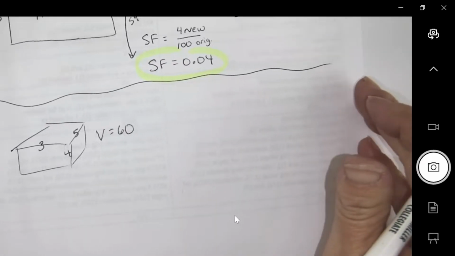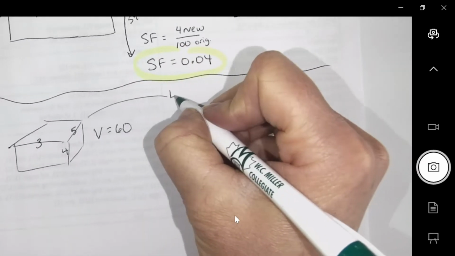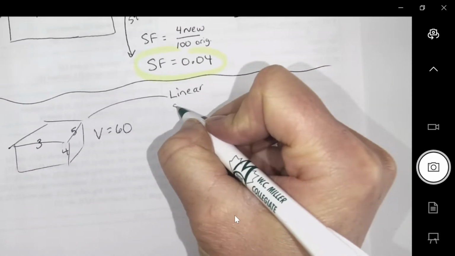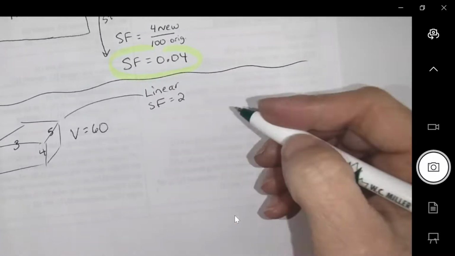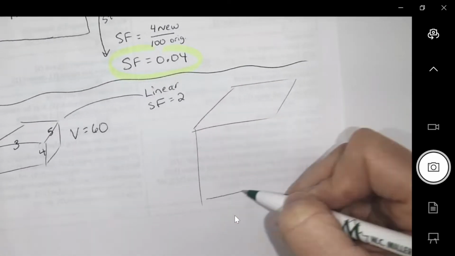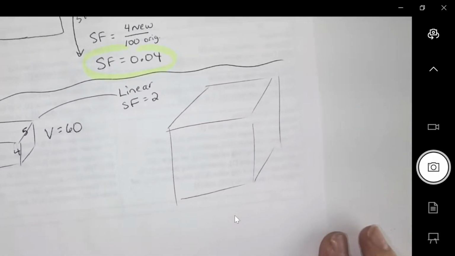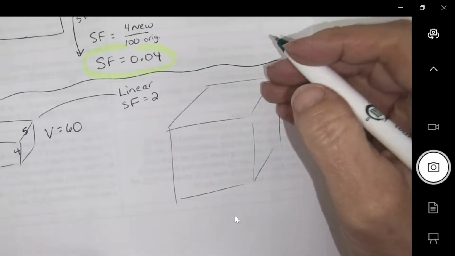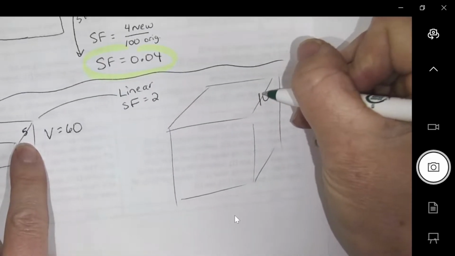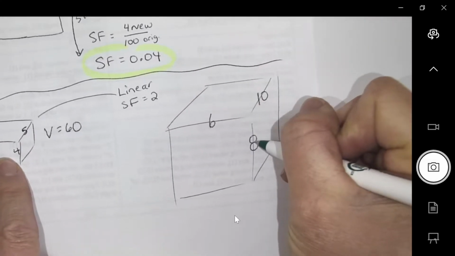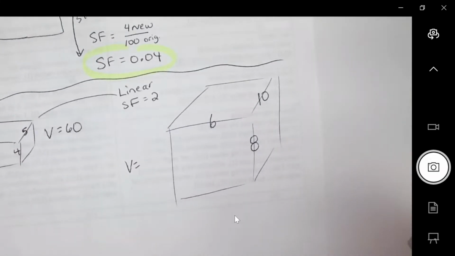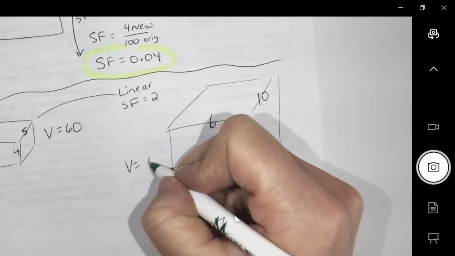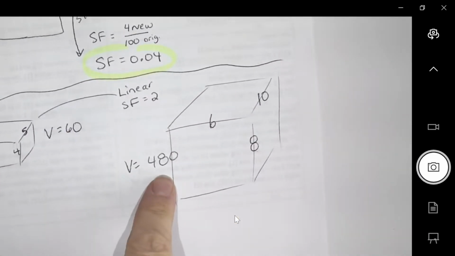Okay, let's have a linear scale factor of 2. Is that going to enlarge or reduce something? Enlarge. Okay, so I enlarged it and my scale factor was 2. So the 5 will turn into a 10, 6, and an 8. So what's the volume of this shape? 480.